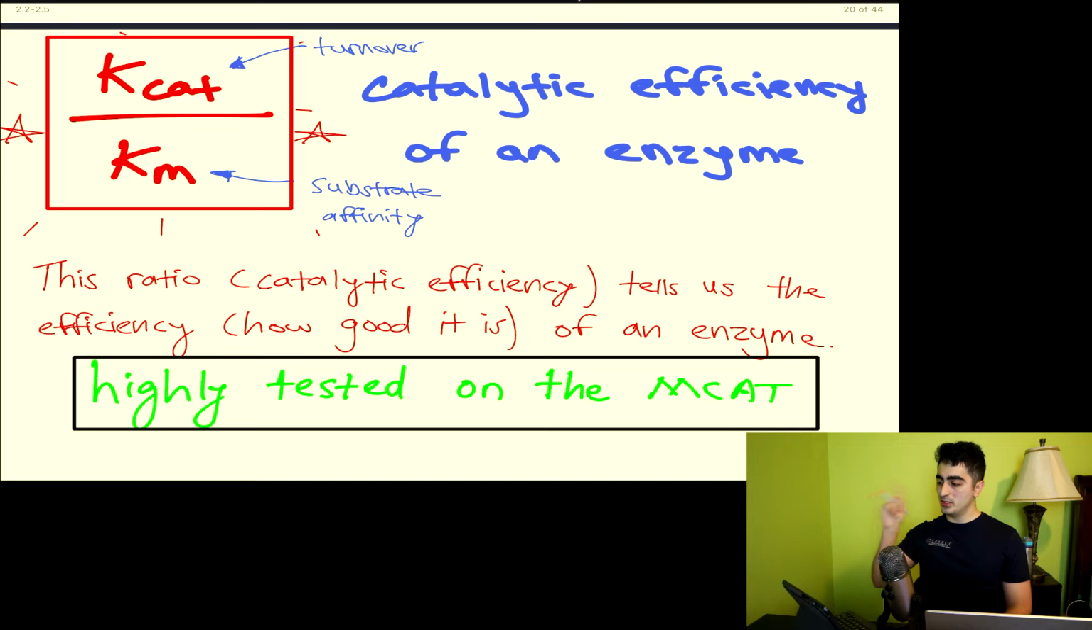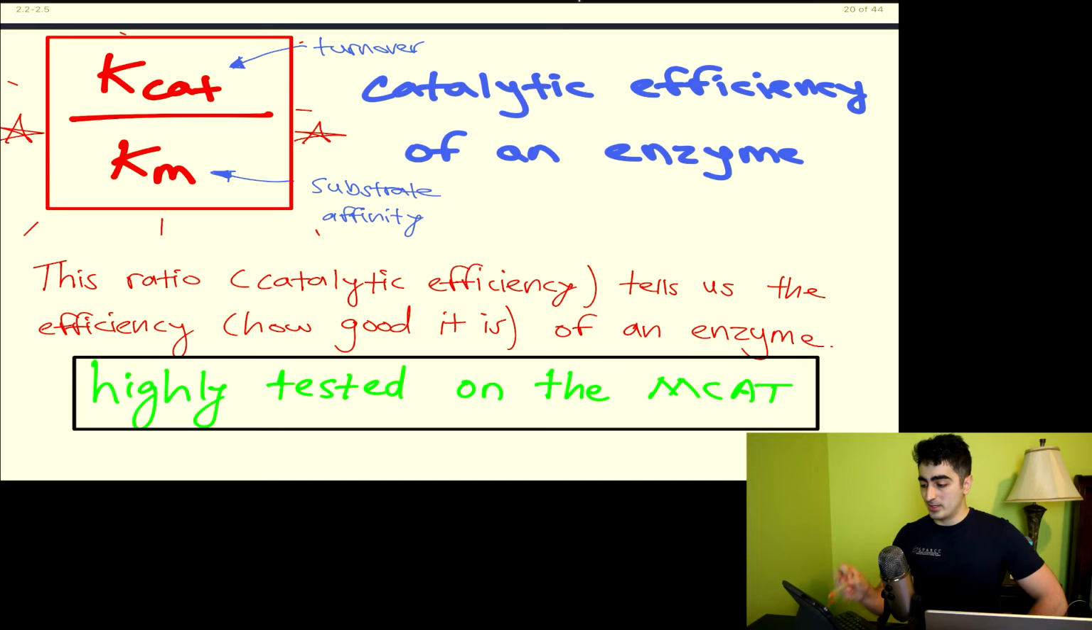But what I want you to really, really know is this relationship. I have it highlighted. I love it. This relationship will come back over and over again, not only in your biochemistry class, but also during the MCAT. The catalytic efficiency, which is kcat over Km, basically tells you how good an enzyme is, how amazing it is at what it does.